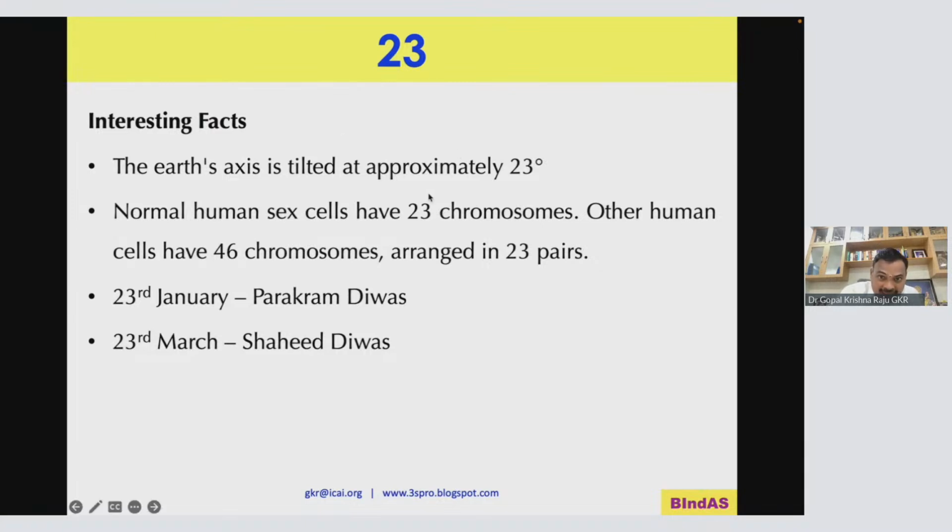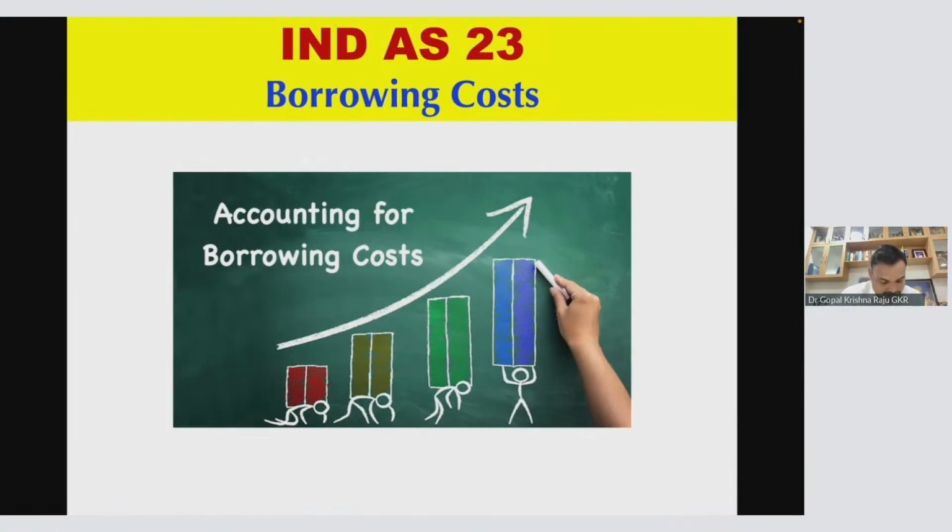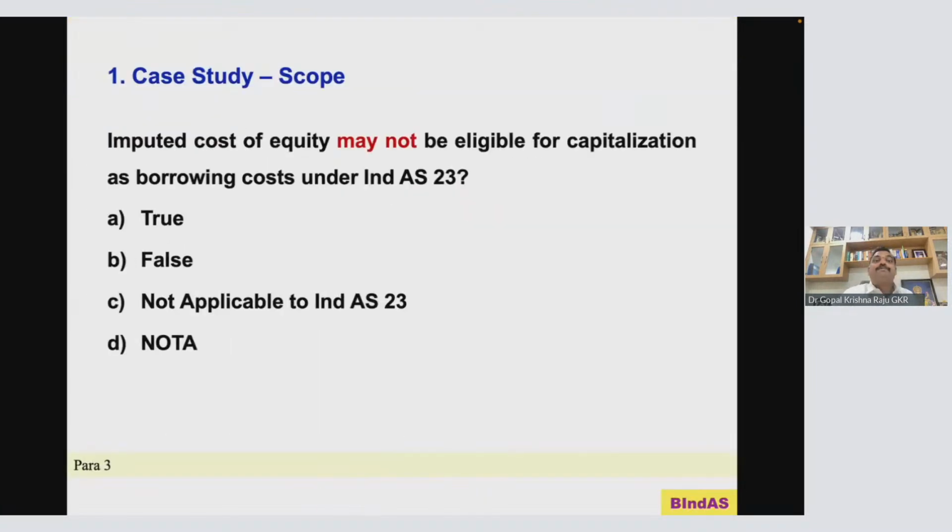So this only decides male or female. The fetus, male or female, is decided only by this particular 23 chromosomes. Therefore, borrowing cost, whether it should be capitalized or not, just as whether it is male or female, is decided by IndAS 23. Okay, good.